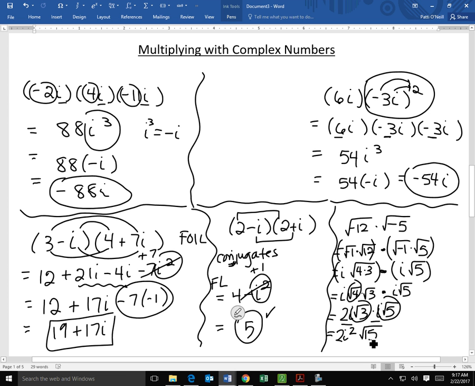I'm going to look at my line now, and the only thing I realize I can do is that i squared is equal to negative 1. So this becomes 2 times negative 1. I can't do anything with the square root of 15 because there's no perfect square in there. If there was, I would have to simplify that. But my final answer now will be negative 2 times the square root of 15.